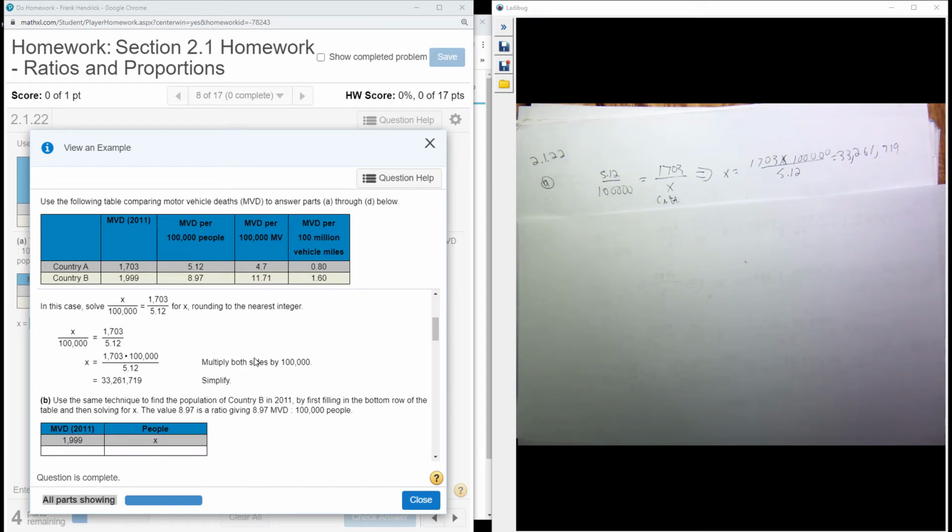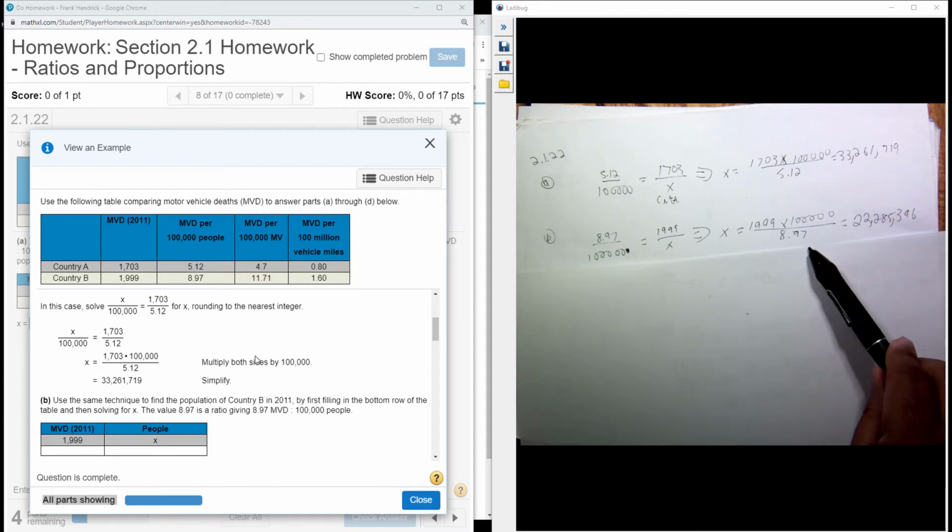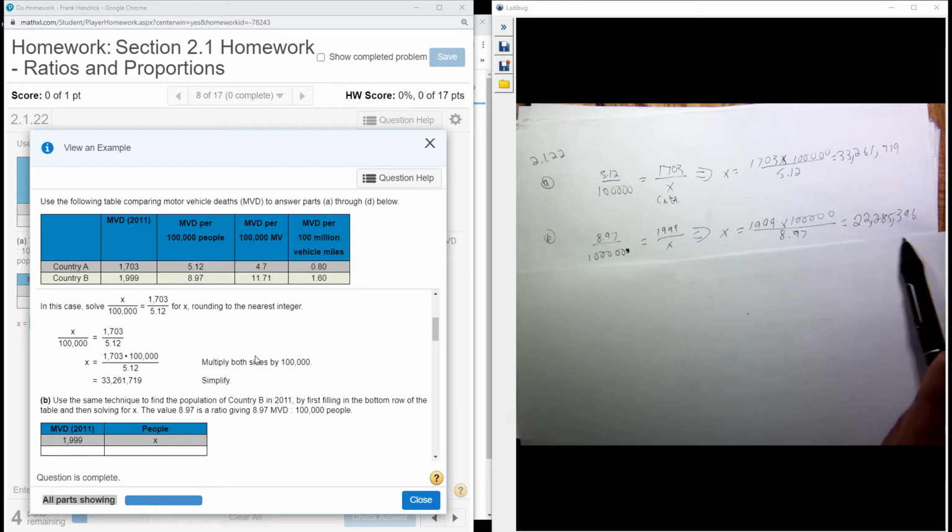And then they ask you to do the same thing for country B. We see that for country B, 8.97 people died per 100,000, and 1,999 people died overall in country B. We can find out the population of country B by cross multiplying and dividing here. Find out the population of country B is here.